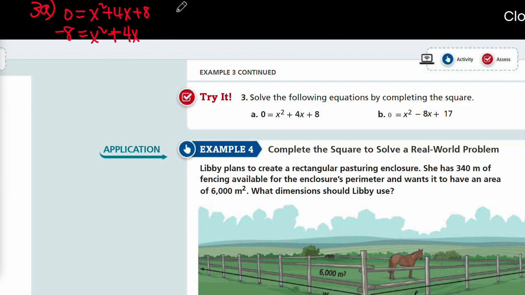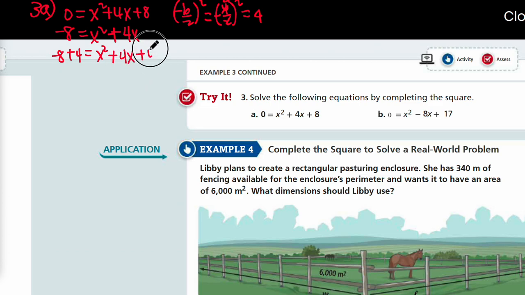But now we need to figure out negative b over 2 squared to add, so that we can get a perfect square trinomial. So negative 4 divided by 2, squared, would be negative 2 squared, and so that's going to be 4, right? So you're going to add 4 on both sides, x squared plus 4x plus 4. And you know the perfect square factor would be x plus 2 squared. And if you add negative 8 plus 4, you get negative 4.